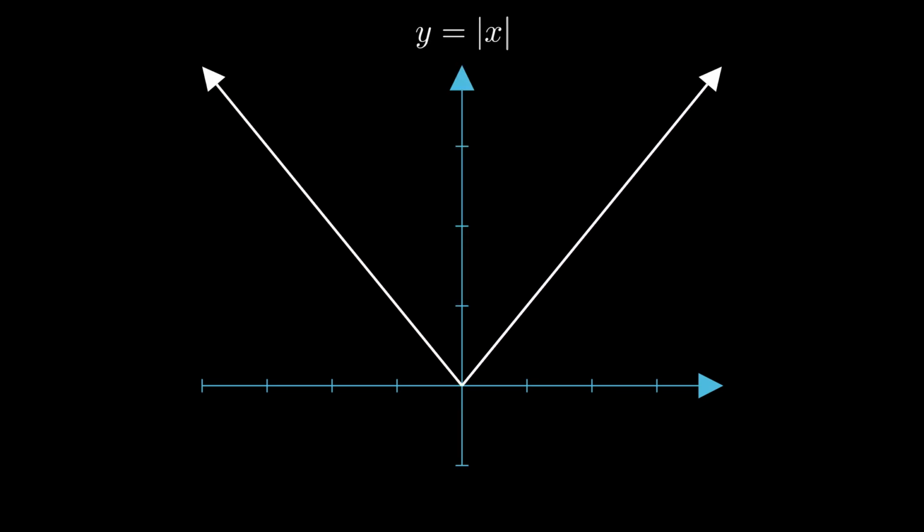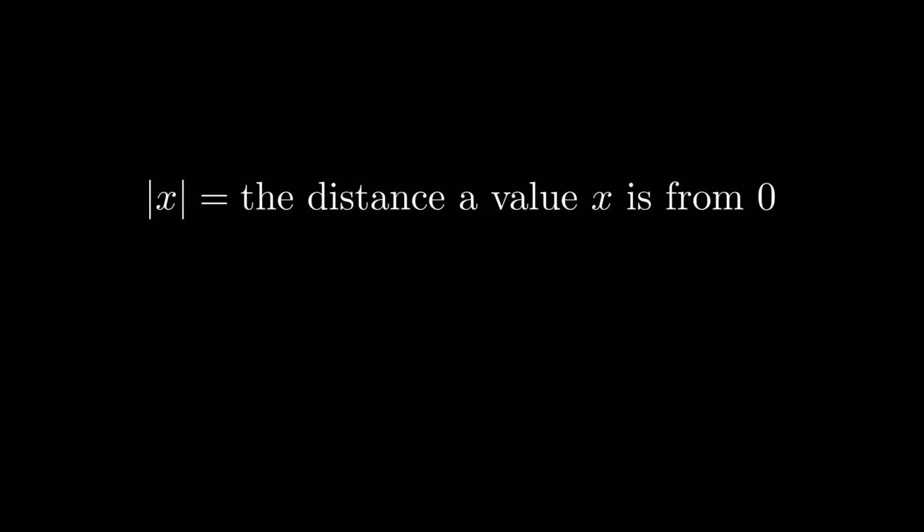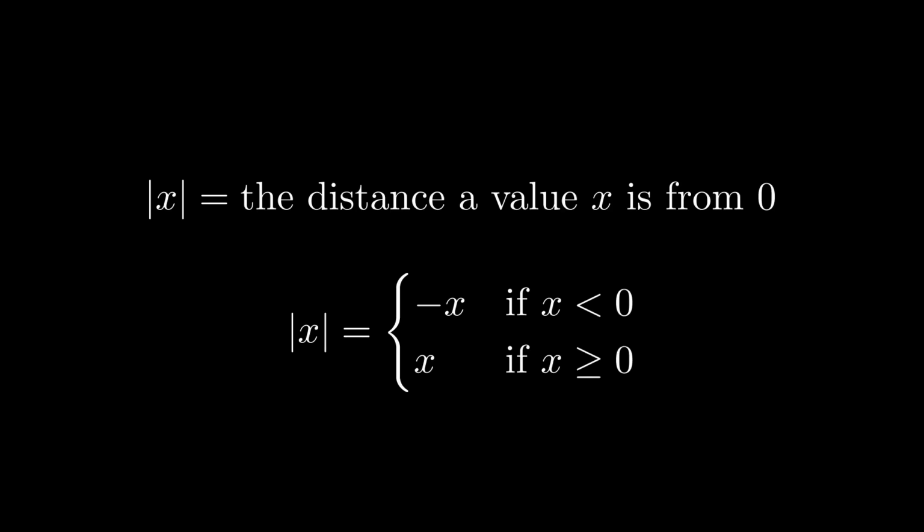The problem is the absolute value function itself. I mean, it's easy to define it as the distance a value is from 0, or as negative x when x is less than 0, and x when x is greater than or equal to 0. But that's just another conditional definition. What we need is a way to define the absolute value of x as a non-piecewise function using functions we know how to take the derivative of.